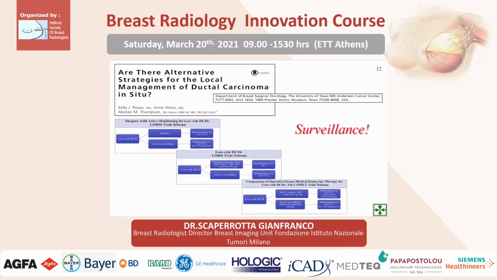Today in the world there are open studies that use surveillance for DCIS. There are some problems and some different aspects. In my institute, a study is open today that uses surveillance after biopsy for low-grade DCIS. So there are different approaches in the world to understand the different aspects of these diseases.